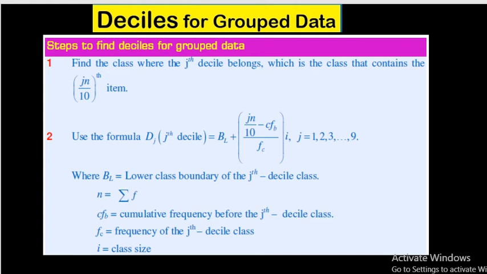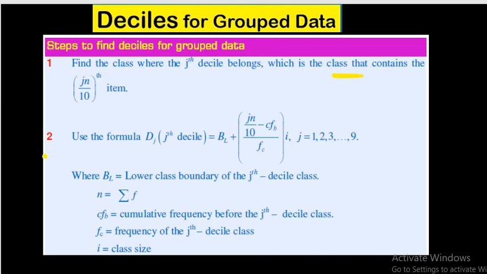So what to do? There are steps here. The first step: find the class where the jth decile belongs. I mean, which decile we need: first, second, or third. There are 9 deciles, so we need to get that class first. How to get it? By applying the formula jn over 10's item. Where it's found, we observe from the cumulative frequency.